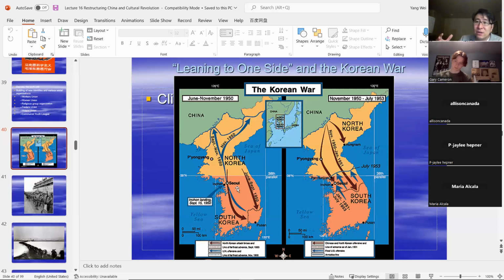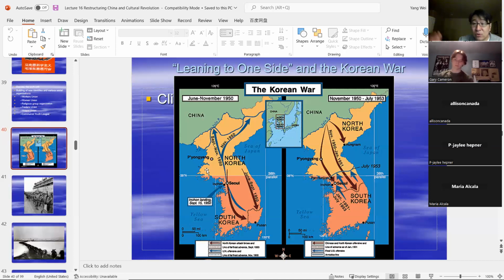In this war, there are Soviets, there are Chinese, there are Americans, there are troops from many other countries authorized by the UN, but the people who suffer the most are Koreans themselves. Think about that, right? It's a terrible, terrible, terrible war.